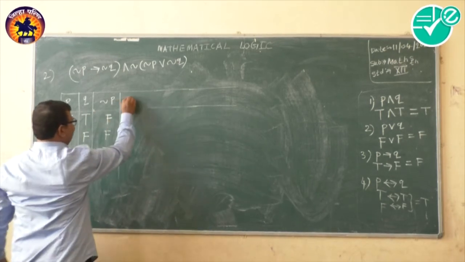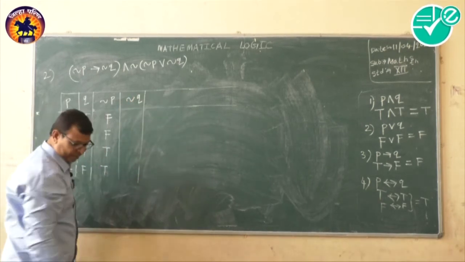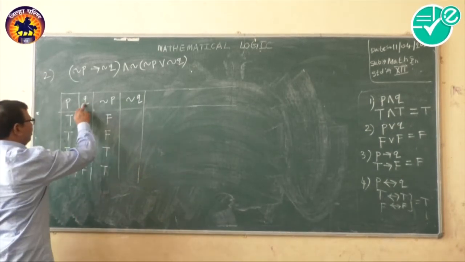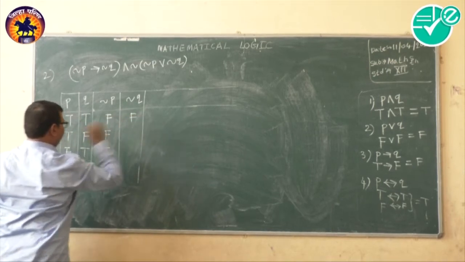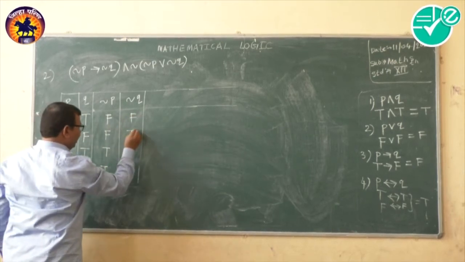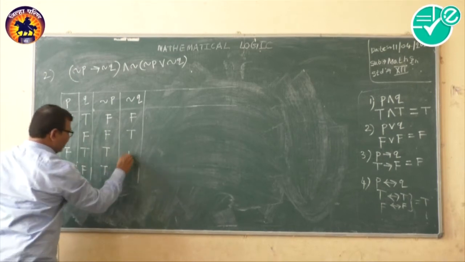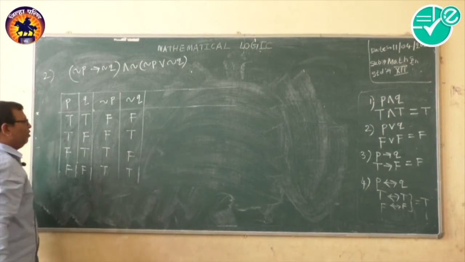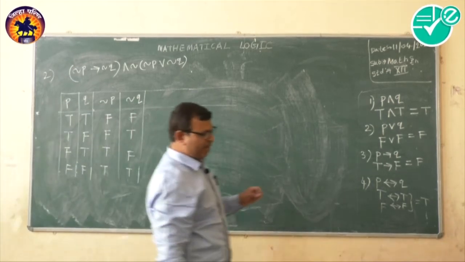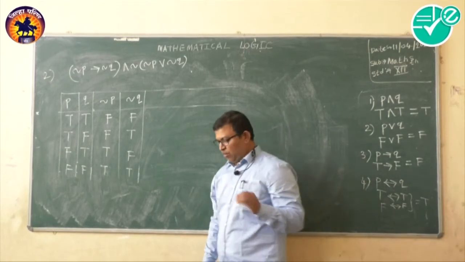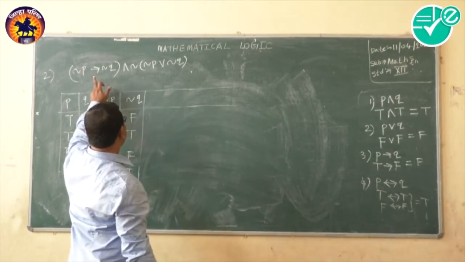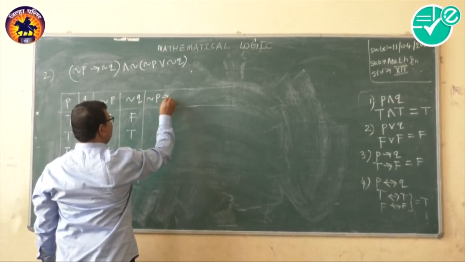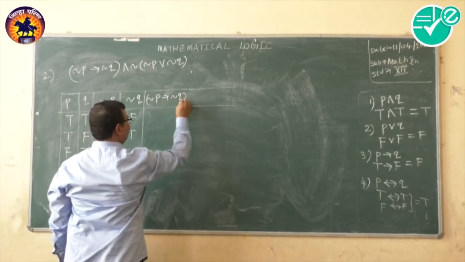Then again, negation Q. If Q is true, then it will be false. Q is false, then it will be true. Q is true, then it will be false. Q is false, then it will be true. Now, we have found negation P and negation Q. Now, what do we have to solve? We have to solve this first bracket. What is our first bracket? That is negation P, implication, negation Q. We have to solve this.